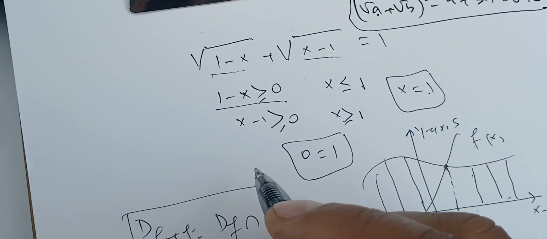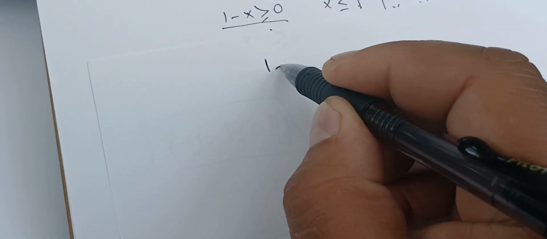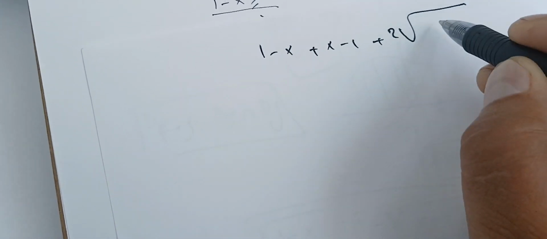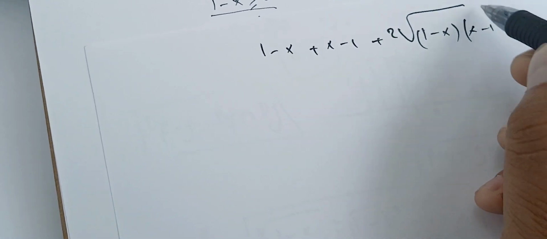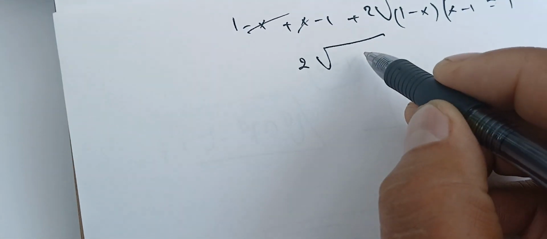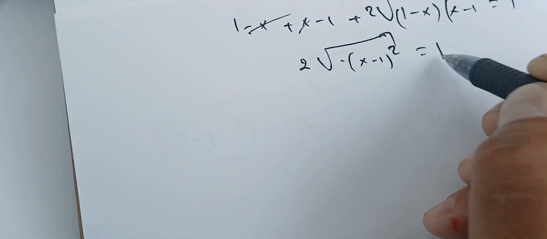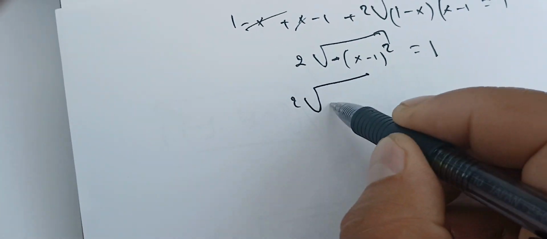Once we do that, let me get a new piece of paper. So once we do that, what do we get? We get 1 minus x plus x minus 1 plus 2 square root of 1 minus x times x minus 1 equals 1. This one is going to go, so we get only 2 square root of minus x minus 1 squared equals 1. Here you see that we have a problem.